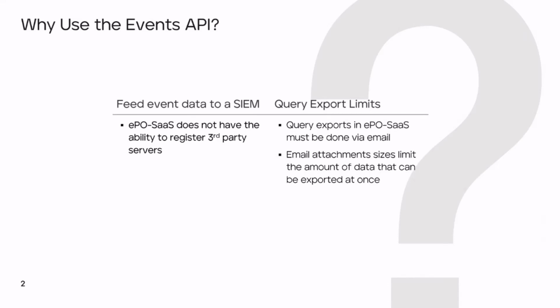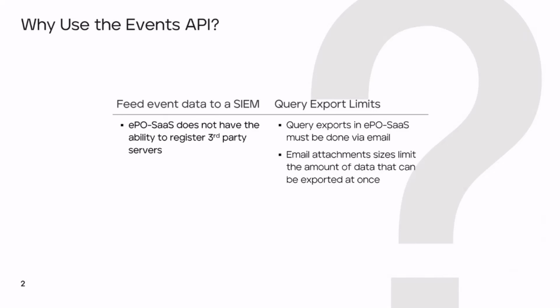In the current implementation of ePO-SaaS, there are no options to register a server to upload or forward event data to. This is distinctly different from those of you familiar with on-prem ePO, which uses a registered syslog server as a method to feed event data from your on-prem ePO server to your syslog or SIEM. In an on-prem ePO environment, an API is not required to accomplish this.